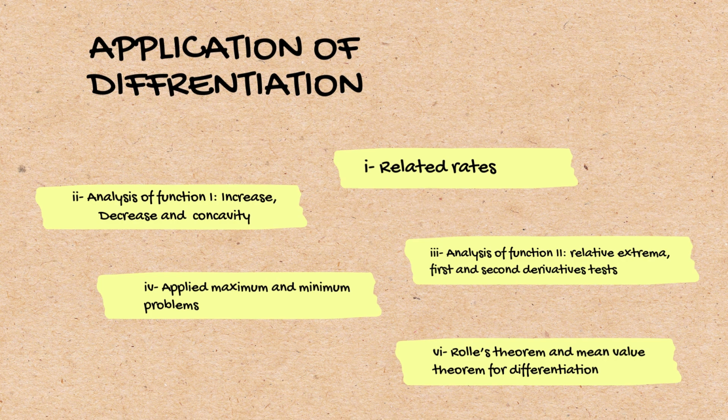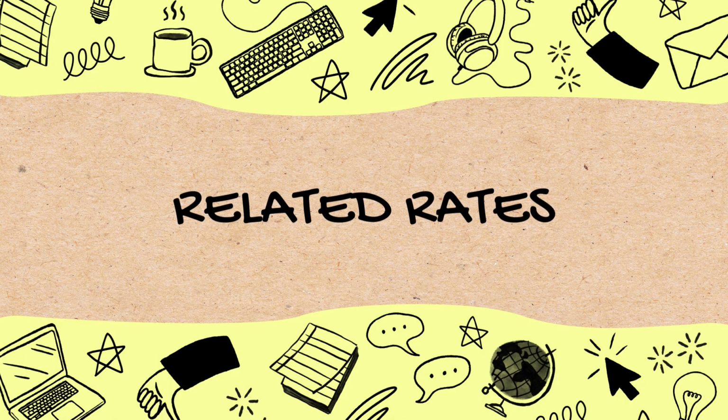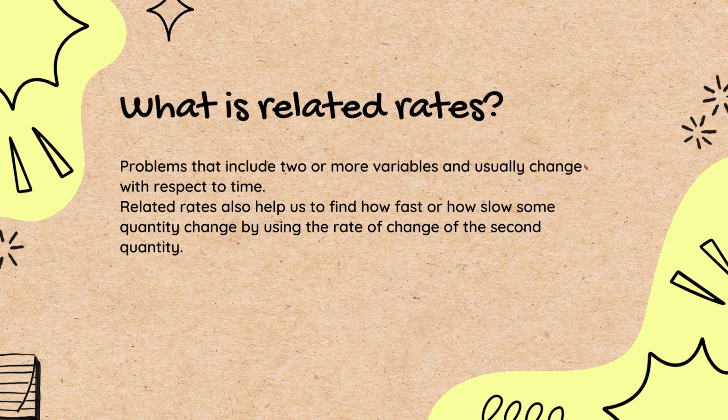And so now we move to related rates. What is related rates? Related rates are problems that include two or more variables and usually change with respect to time. Related rates also help us to find how fast or how slow some quantity changes by using the rate of change of the second quantity.